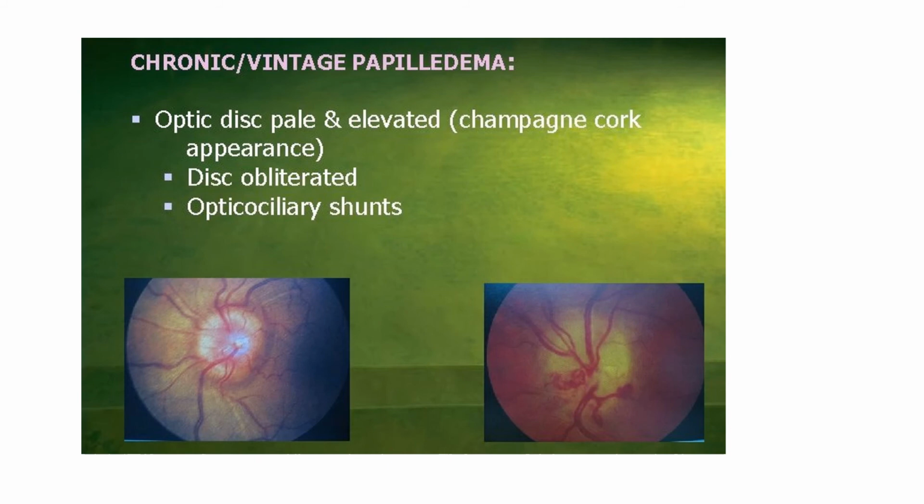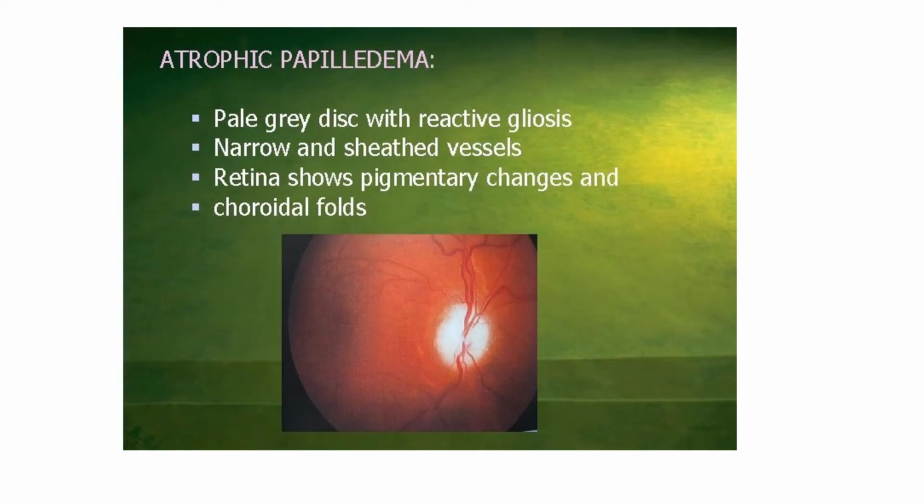Now chronic papilledema. In chronic papilledema, the previous hemorrhages and exudates are reduced, but the disc color is pale, and optociliary shunt vessels are present. Here are the optociliary shunt vessels. So this is atrophic papilledema. In atrophic papilledema, the color of the optic disc becomes pale. This is pale in color, and also vessel numbers are reduced and the retina shows pigmentary changes.